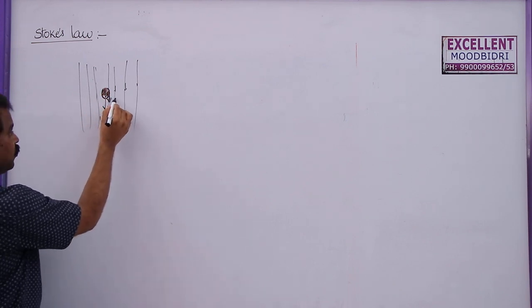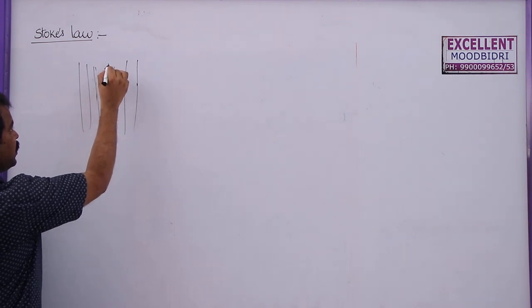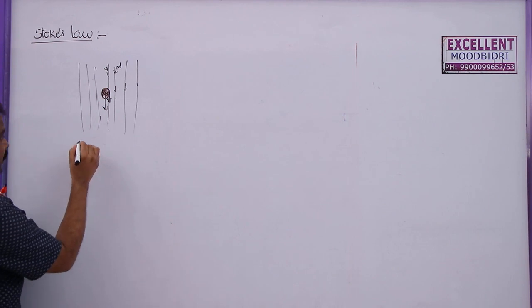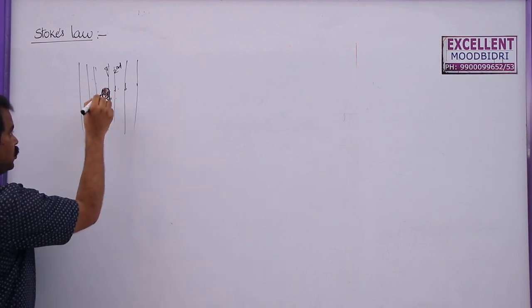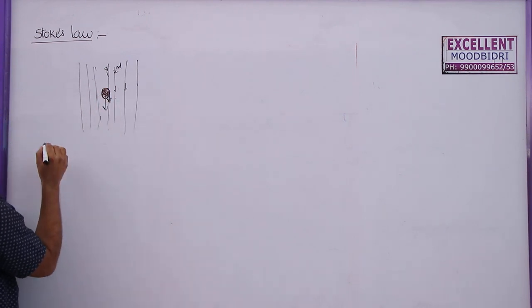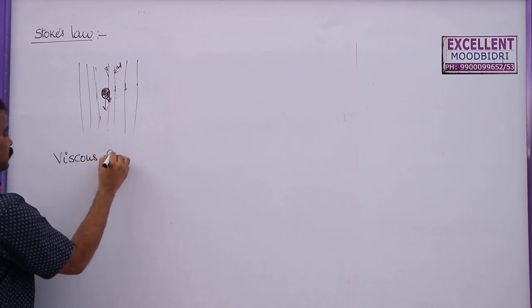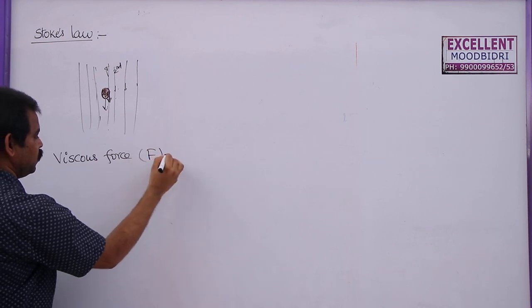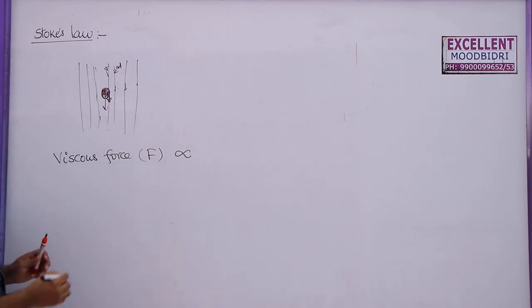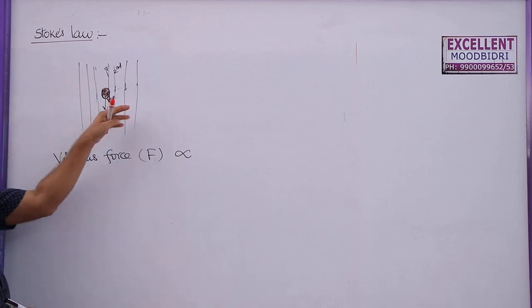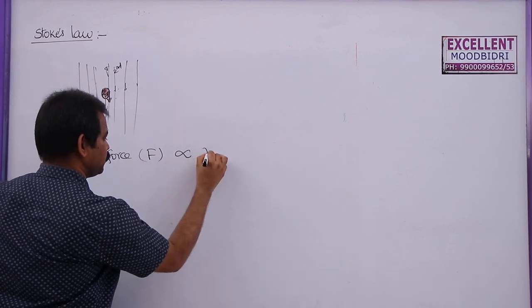So there is a relative motion between this first layer and the second layer. Due to this relative motion, there exists a force which always opposes the motion of this body, and we call it a viscous force. The viscous force is found to be directly proportional to the velocity of the body with which it is falling through this fluid. So F is directly proportional to V.